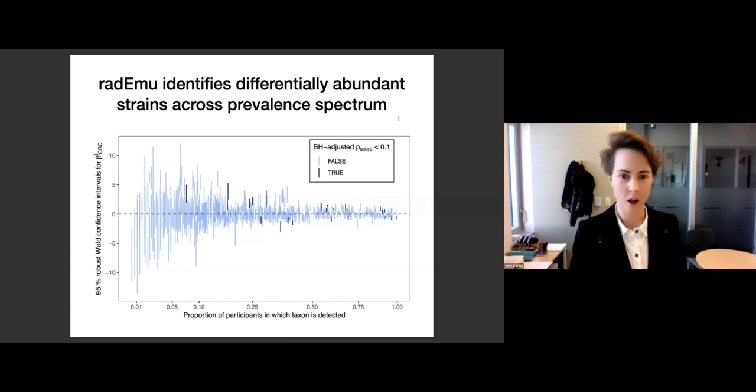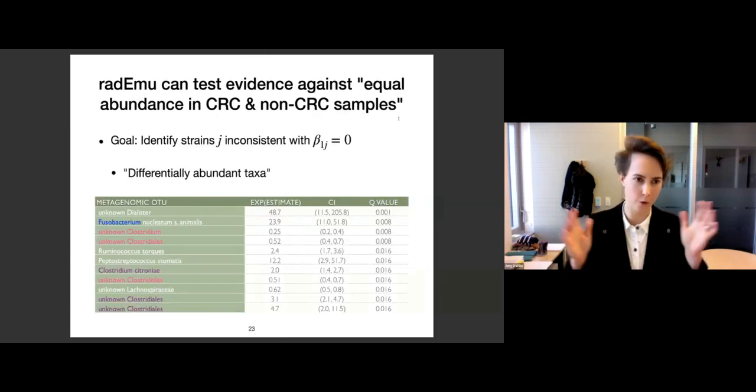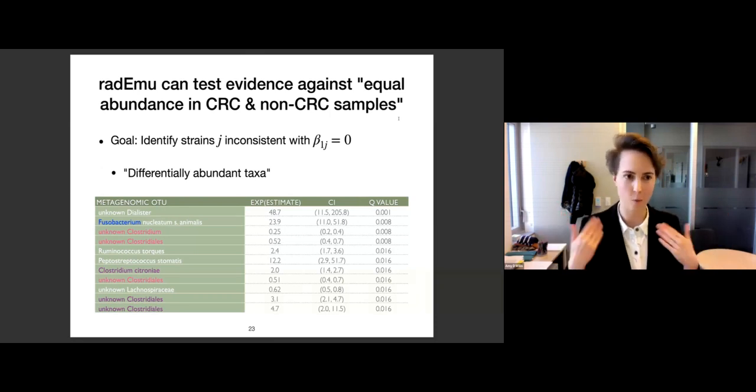Okay, so I've got these nice figures. What about what taxa show up as differentially abundant?